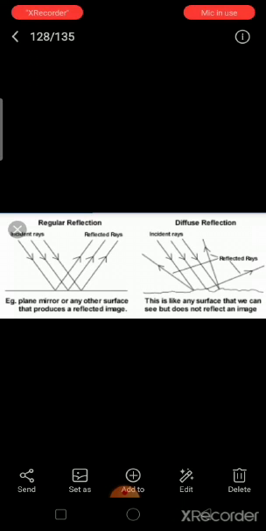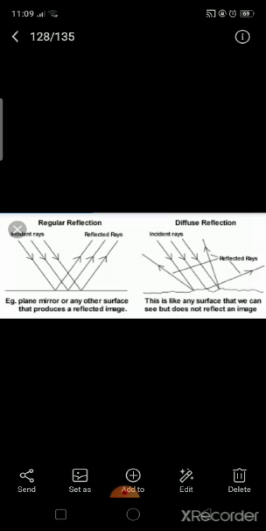Now let us discuss what is the difference between regular reflection and diffuse reflection. Regular reflection is produced by a smooth surface, and in regular reflection the reflected rays are parallel, as you can see in the diagram. But diffuse reflection is produced by rough surfaces, and in diffuse reflection the reflected rays are not parallel, as you can see in this picture.